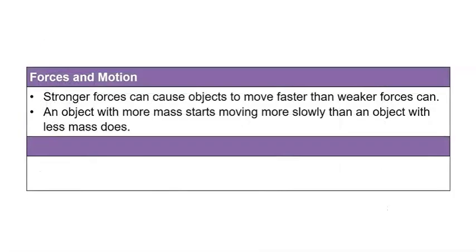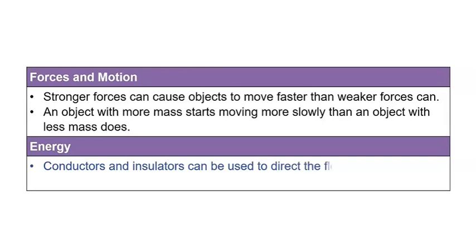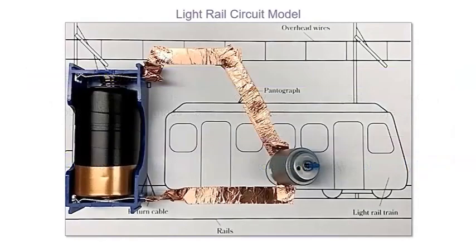Let's add our new learning to our class chart. Let's create another section titled Energy. We can add conductors and insulators can be used to direct the flow of electricity in a circuit. Great. Your task after this lesson will be to update the class chart. Think about the energy transformations we observed when we looked at light rail circuit models and investigated pantograph materials.